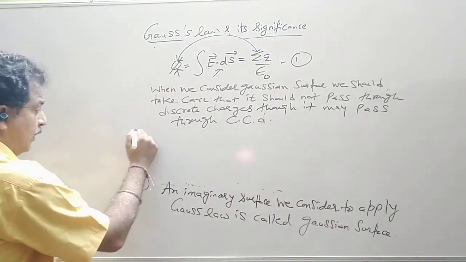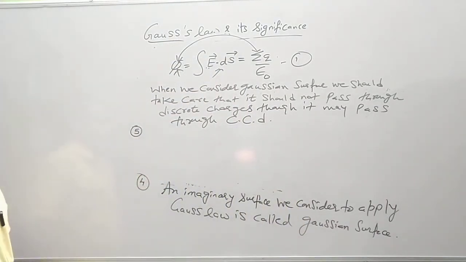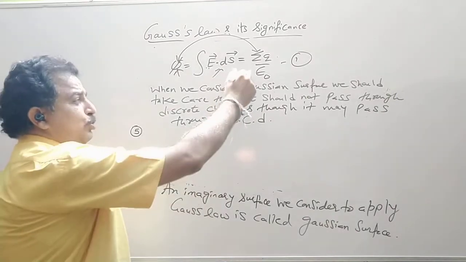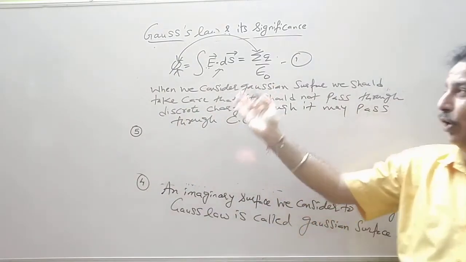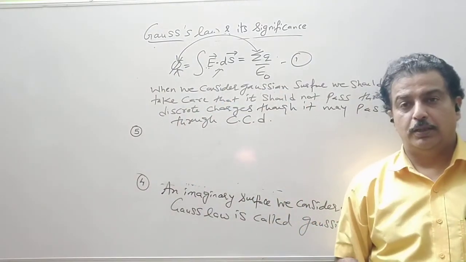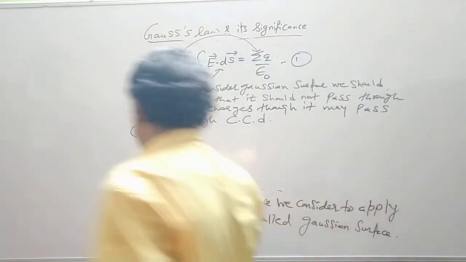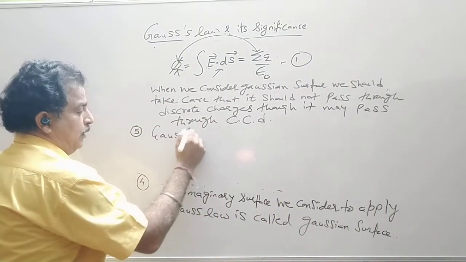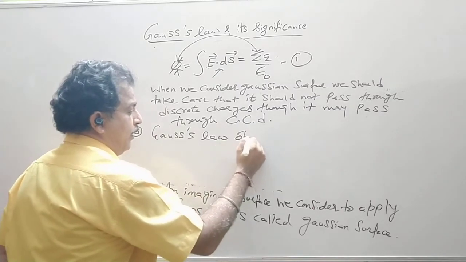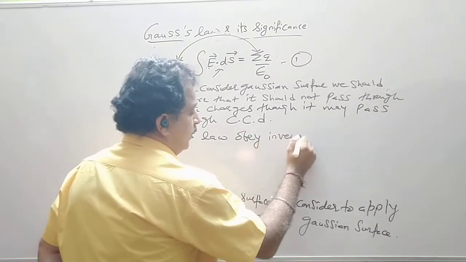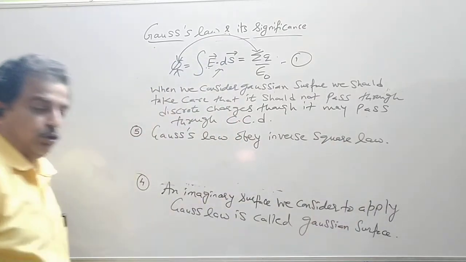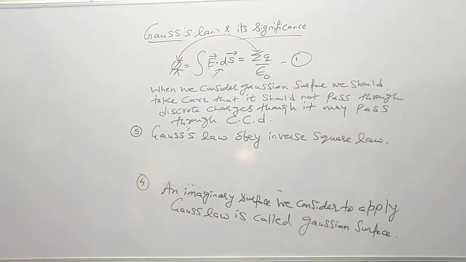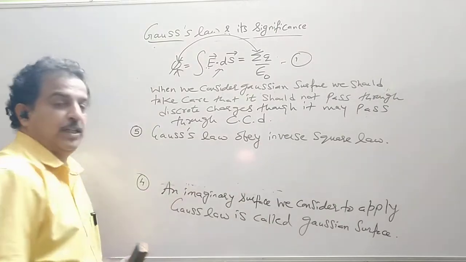Then the fifth point: the Gauss law also obeys the inverse square law, because it depends on the electric field intensity, or it depends on Coulomb's law. So we have to remember that the Gauss law obeys the inverse square law.